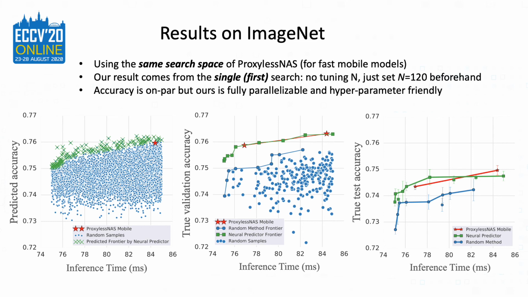Based on the trained frontier, we can obtain the true frontier in the middle. The right figure includes simply the true test accuracies. As we can see, our method is on par with ProxylessNAS while being more friendly to hyperparameter tuning and fully parallelizable. Moreover, a single run of Neural Predictor can produce the whole trade-off curve, but the heavily tuned ProxylessNAS can only produce a single dot.